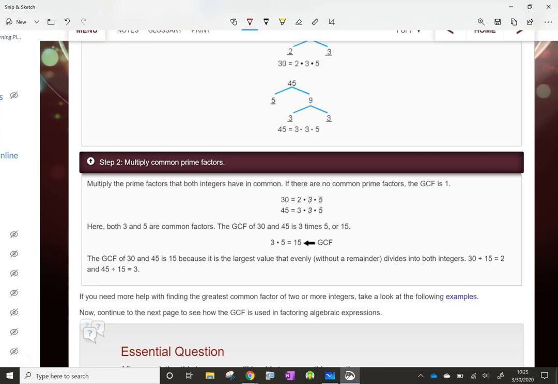Now, what do they have in common? Both of these have a 3 in common. They both have a 5 in common. So together, they both have a 3 and a 5 in common, which multiplied together is 15. So technically, they both have a 15 in common. They can both be divided by 15, in other words.